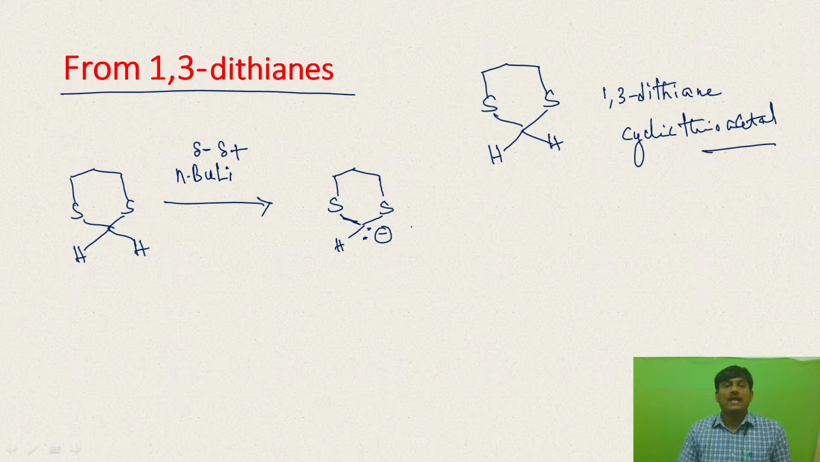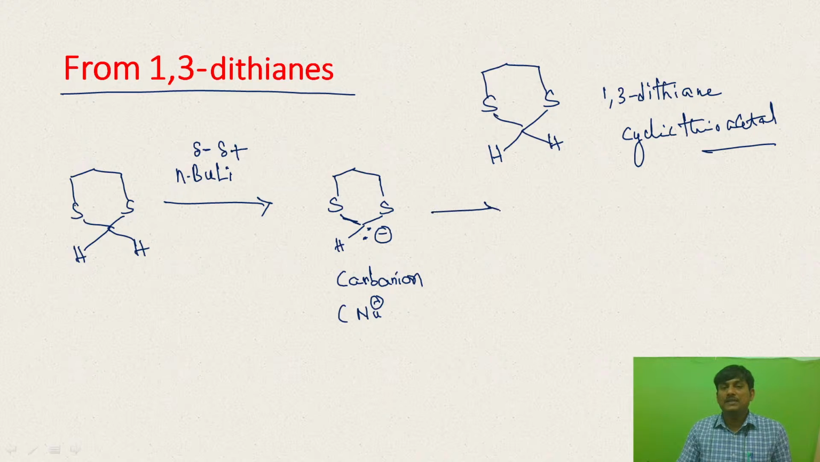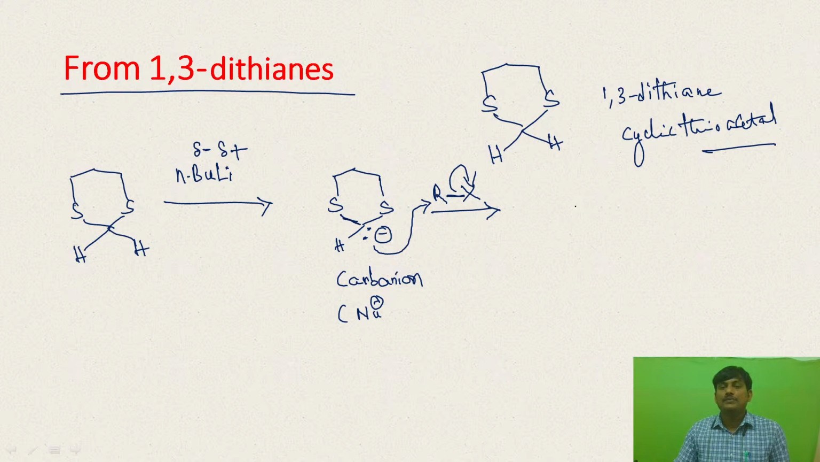This carbanion acts as a nucleophile. First there is a formation of carbanion, this one acts as a nucleophile. This nucleophile participates in the nucleophilic substitution reaction. When you treat alkyl halide with nucleophile, there is a nucleophilic substitution reaction. So there is a substitution of halogen by this nucleophile. So there is a formation of monosubstituted 1,3-dithiane.